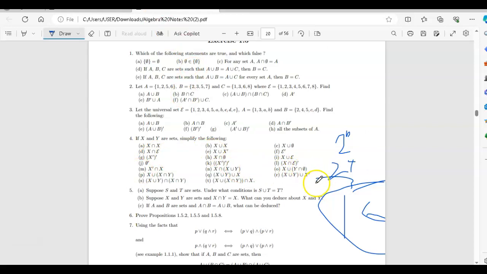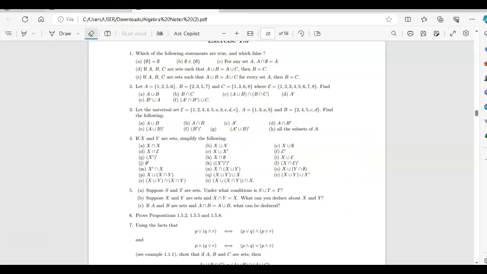So X XOR Y and the empty set. I told you to break it up, right? So now you have no numbers like this. You basically have to know in your mind what's happening and how to solve it, right?